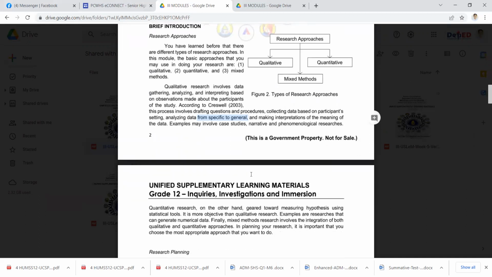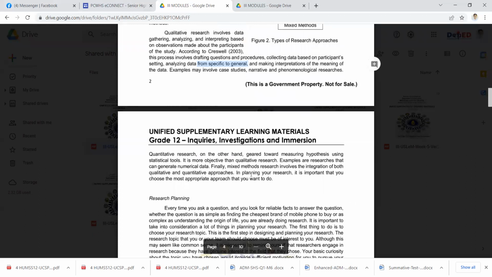Another one thing is what we call the quantitative research. The quantitative research, on the other hand, is geared toward measuring hypotheses using a statistical tool. It is more objective than the qualitative research. Quantitative is more objective because in quantitative it is very objective, unlike qualitative which is subjective.